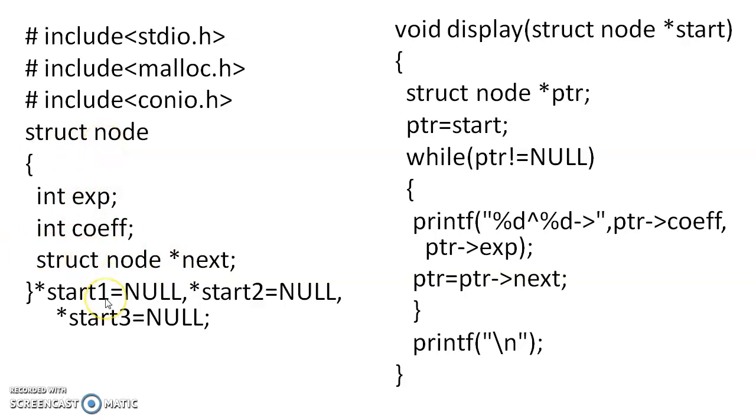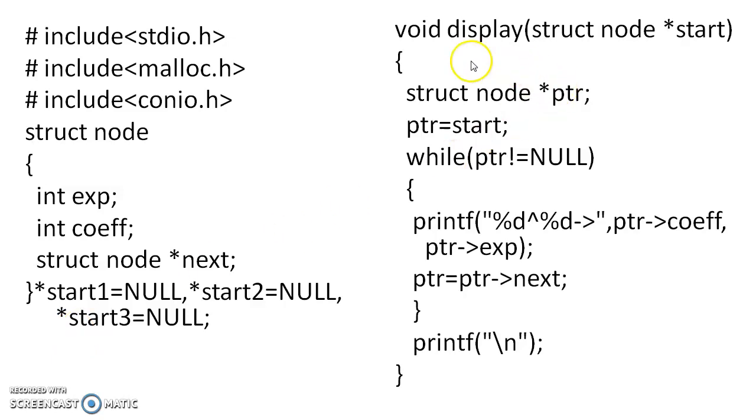The first polynomial is represented by start 1, the second polynomial by start 2, and the third polynomial by start 3. For the three polynomials, we have taken three starts. All three starts point to null, because initially all these polynomials contain only null values.